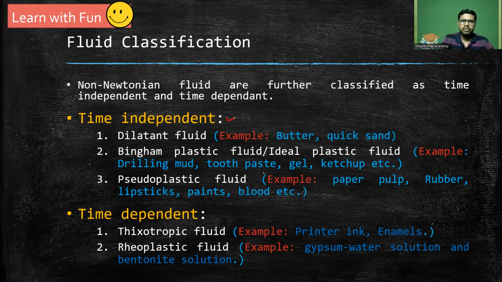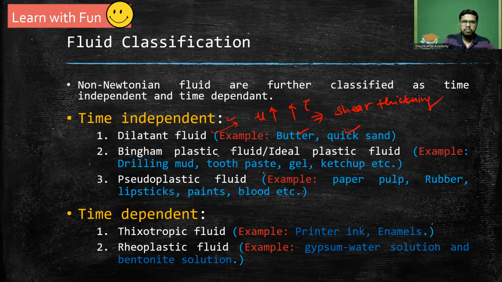Now the time independent fluids are dilatant fluid, Bingham plastic fluid, or it is also called ideal plastic fluid, and third one is pseudoplastic fluid. Now let us understand one by one. What is meant by a dilatant fluid? The dilatant fluid is that fluid whose viscosity increases with the increasing shear stress, and it is also called a shear thickening fluid. And the examples of the dilatant fluid are butter, quicksand.